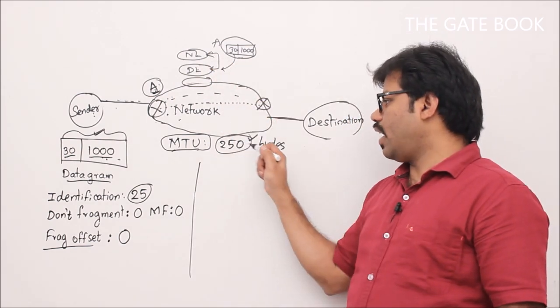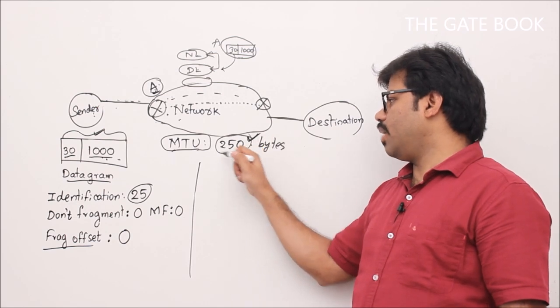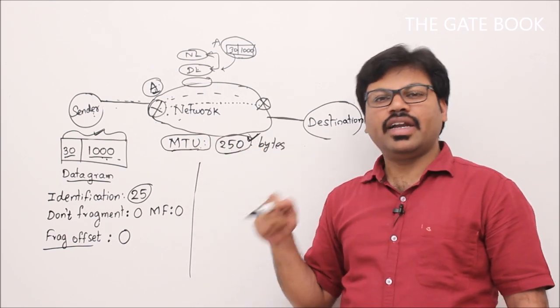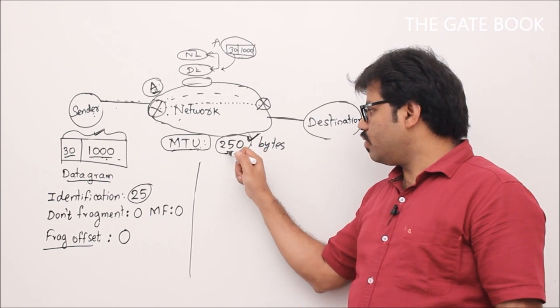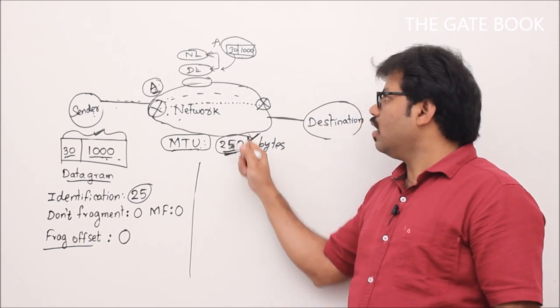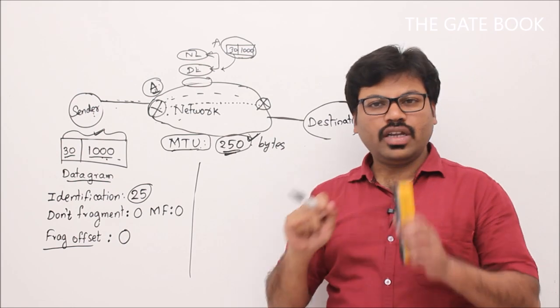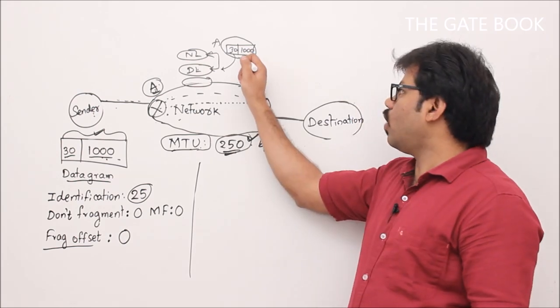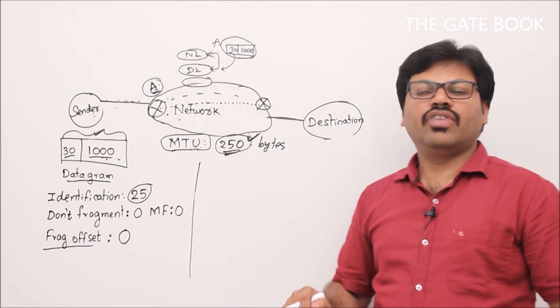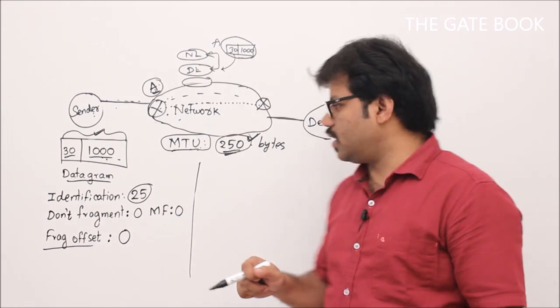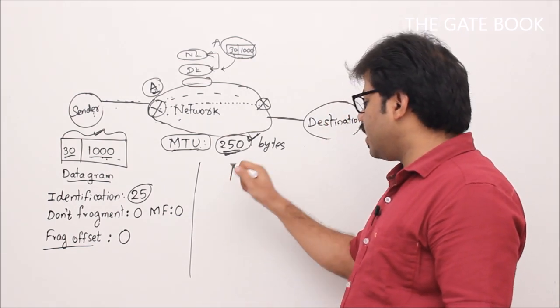Now every network will have some limitation like this MTU. That MTU is decided by the data link layer: 250. That means by seeing this 250 you should understand that your datagram size should be only 250, but you have 1000 plus 30. What to do then? We have to make suitably sized pieces. Okay, for that, how fragmentation takes place we'll see.